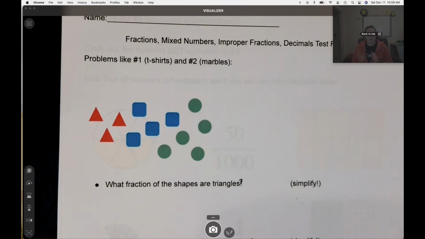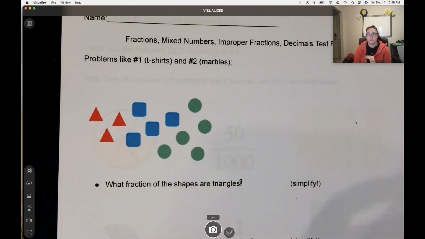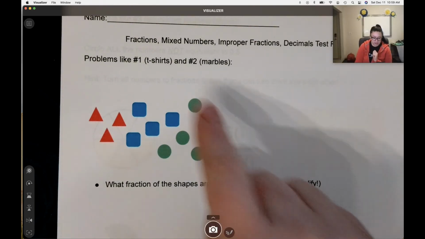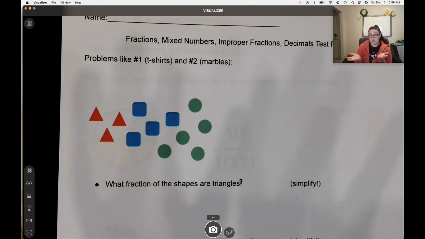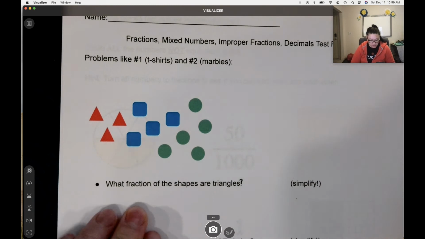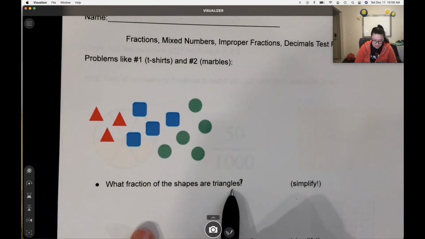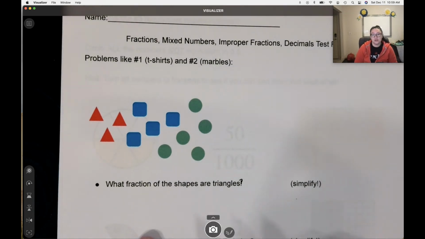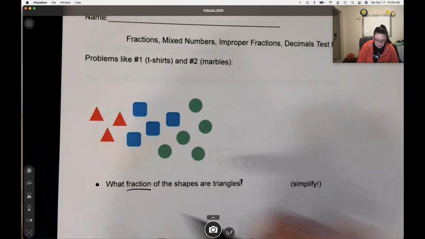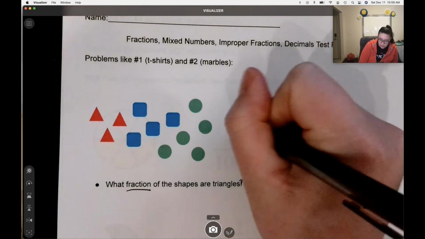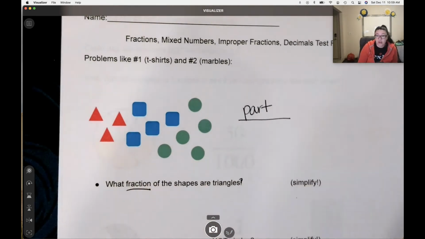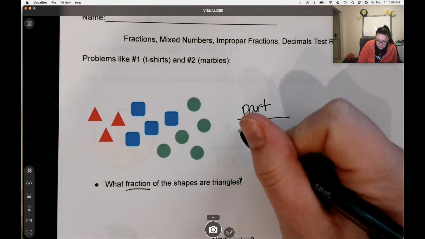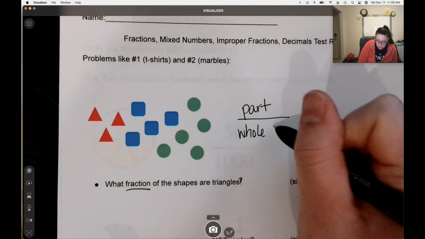Our first question goes over the first two that were on the summative, where you had the t-shirts and you had the marbles. You had to write fractions and decimals, talking about how many there were. So the first question says, what fraction of the shapes are triangles? So we're trying to put things in a fraction. A quick reminder: when you're setting up a fraction, the top number is the part, whatever it is you're looking for, and the bottom number is the whole or the total.